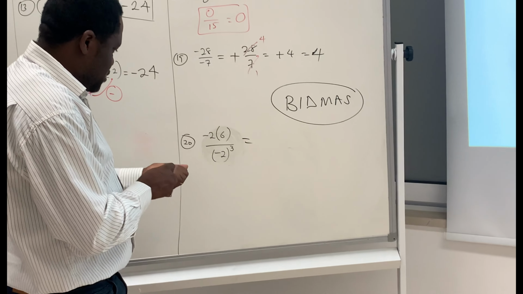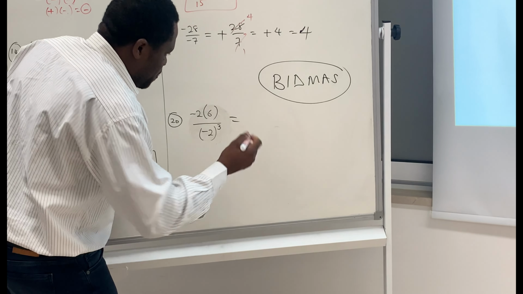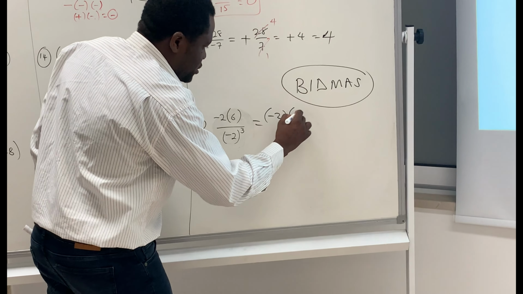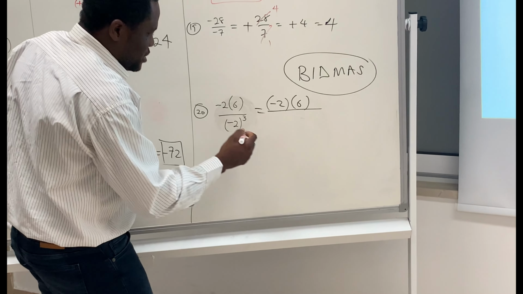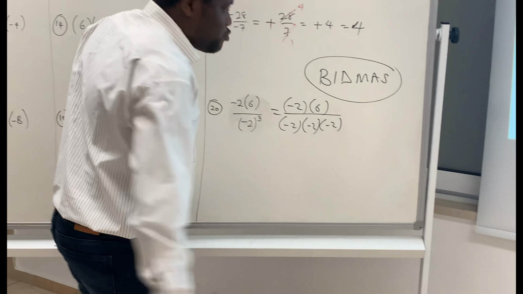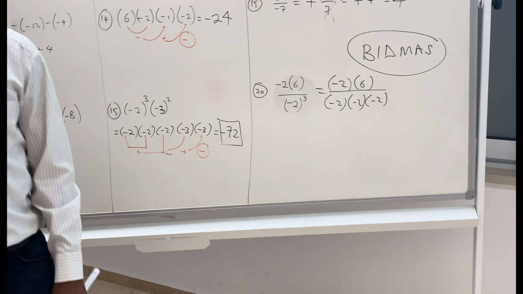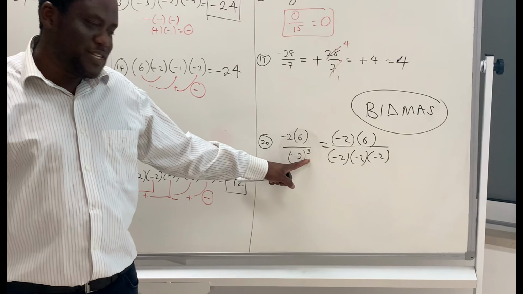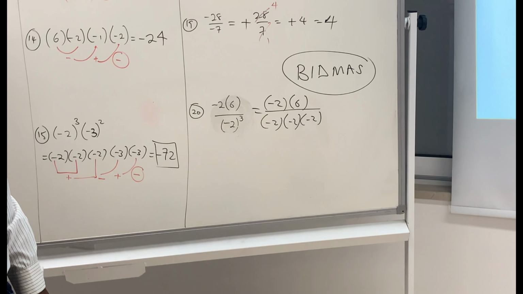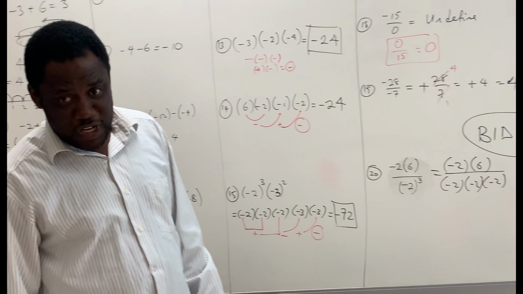Okay, let's do this. So we have minus 2, 6 divided by this is minus 2, minus 2, minus 2. Minus 2 in 3 places. That is the meaning. Don't say 2 times 3. The mathematician will arrest you because that is against the rule.